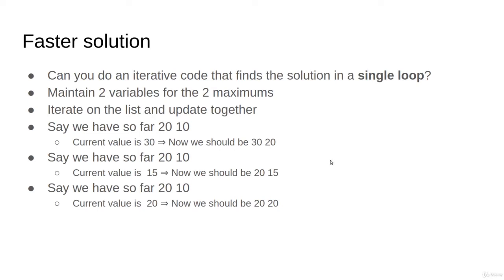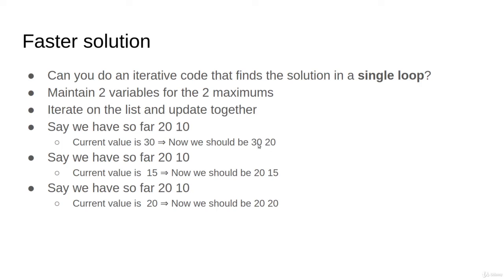To do that in a single loop, the idea is simple. We will maintain two variables for our two maximums, and we will iterate on the list once and keep updating the two maximums to reflect the current status. Let's say that so far I have max 1 with value 20 and max 2 with value 10. And let's say you have a new value 30 in the list. Then we should update it such that 30 is our max 1 and 20 is our max 2.